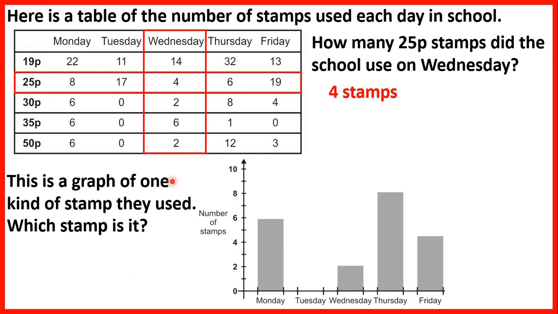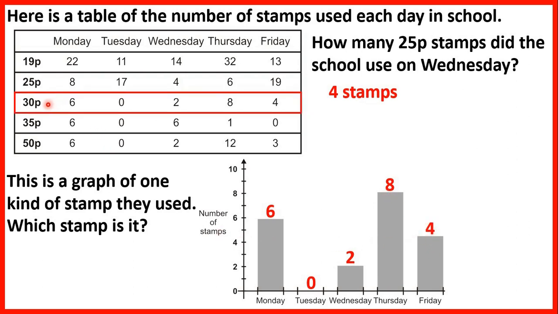Now, this is a graph of one kind of stamp they used. Which stamp is it? So on Monday, if we go to the top of the bar, we can see that they used 6 stamps on Monday. On Tuesday, we don't have a bar, so that's 0. On Wednesday, if we go up to the top and then across, we can see that they used 2 stamps on Wednesday. They used 8 stamps on Thursday, and they used 4 stamps on Friday.